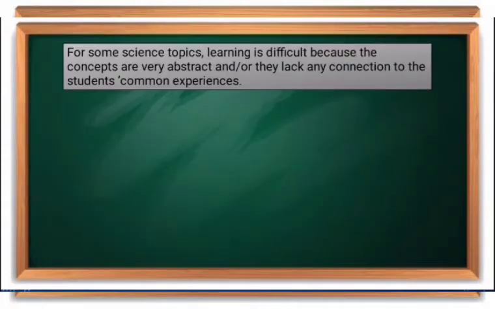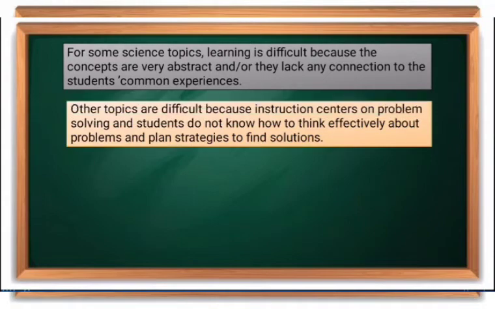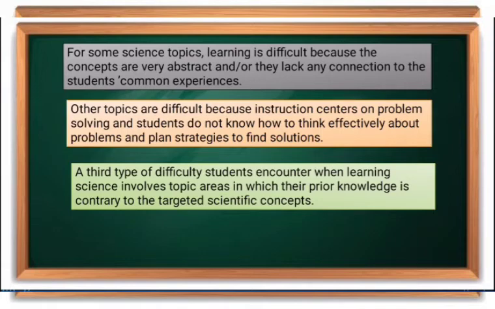For some science topics, learning is difficult because the concepts are very abstract or they lack any connection to the students' common experiences. Other topics are difficult because instruction centers on problem solving and students do not know how to think effectively about problems and plan strategies to find solutions. A third type of difficulty students encounter when learning science involves topic areas in which their prior knowledge is contrary to the target scientific concepts. Teachers should be aware of those difficulties in order to help their students.